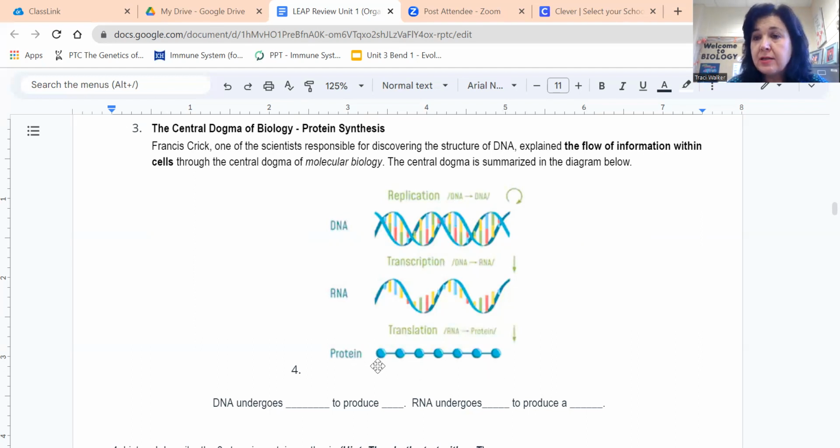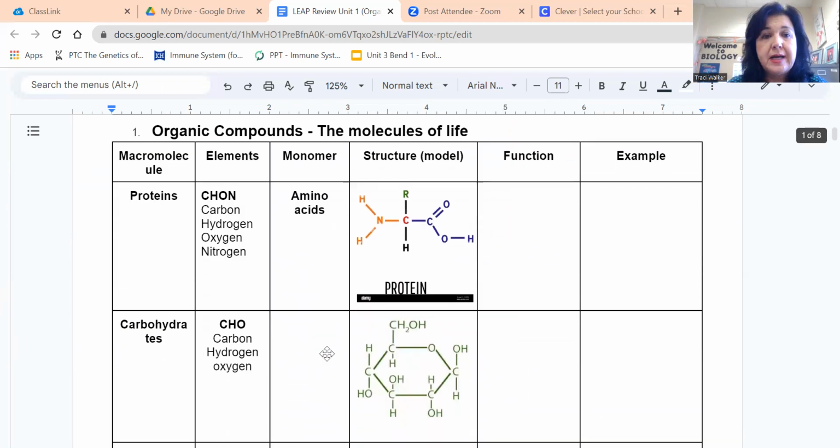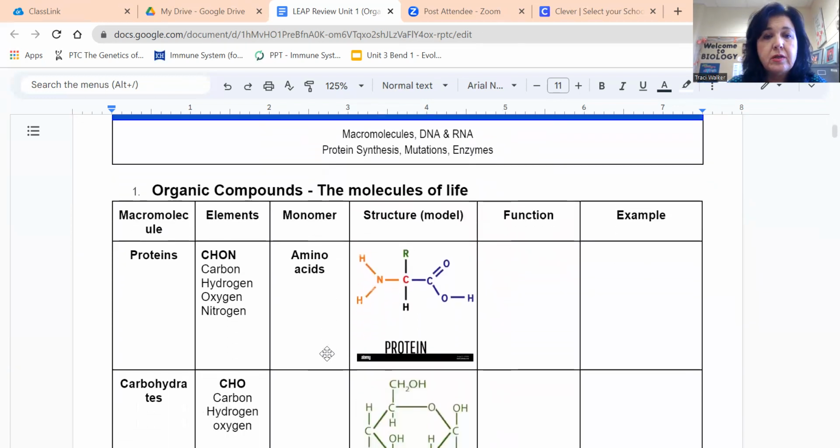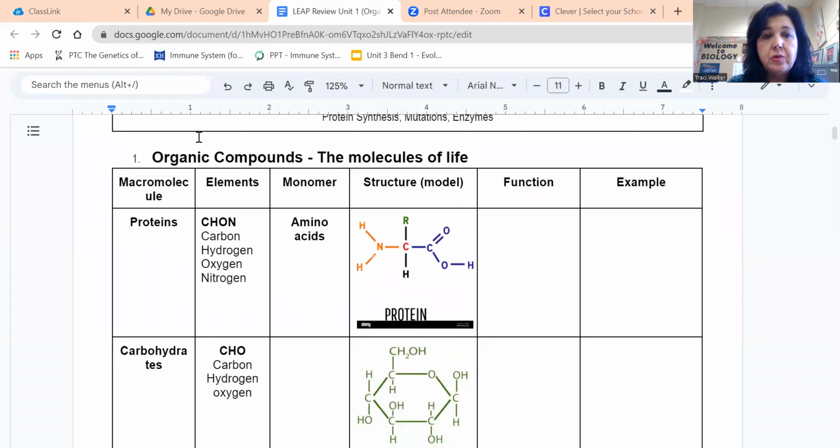And remember, proteins are made up of amino acids. So when you see this little chain of blue circles here, each of the little blue circles is an amino acid. And if you'll remember back here where we talked about the macromolecules or the organic compounds, we learned that proteins are long chains of amino acids. So the monomer, or the single unit for a protein, is an amino acid. And so proteins are made up of many amino acids linked together.